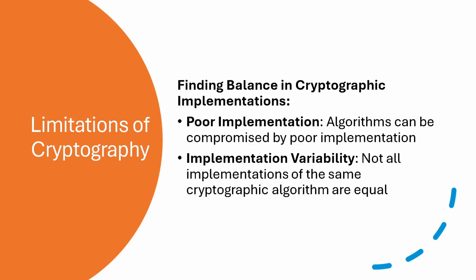Limitations of cryptography. Finding balance in cryptographic implementations. Poor implementation. Even the strongest algorithms can be compromised by poor implementation. Ensuring robust coding practices, regular audits, and thorough testing is crucial. Implementation variability. Not all implementations of the same cryptographic algorithms are equal. Variations in efficiency, security, and resilience can occur due to differences in coding practices, hardware support, and compliance with standards.